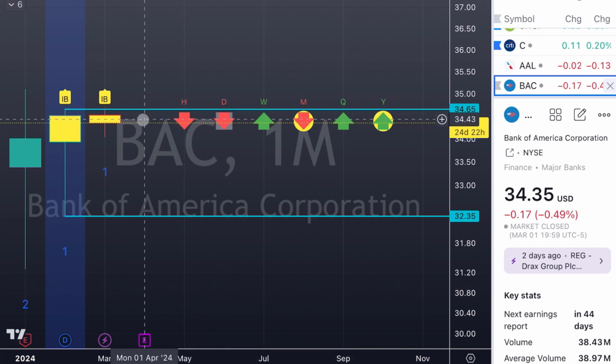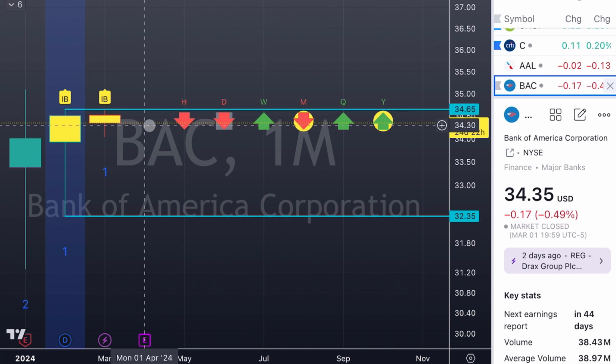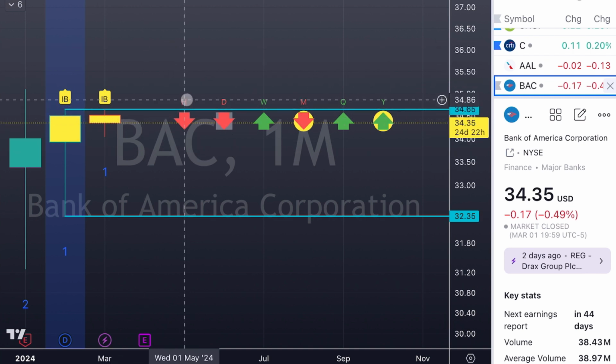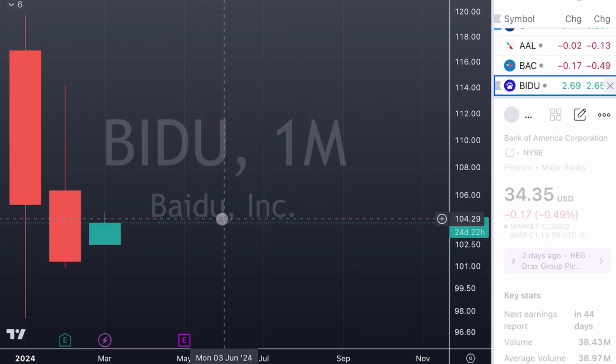So BAC, higher probability to trend to the upside. Doesn't mean it will, but the probability is higher that it will do that. So we'll look for calls here at 34.65.